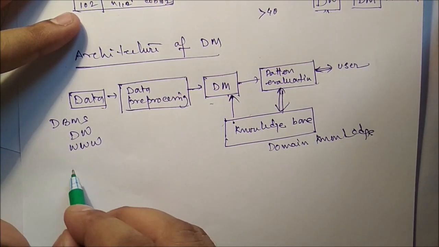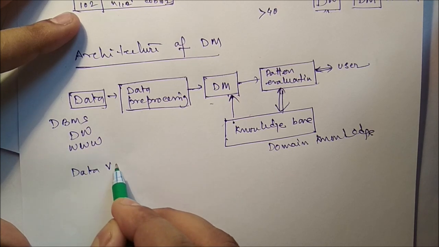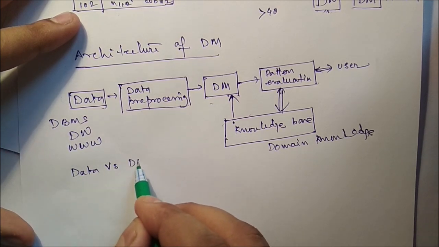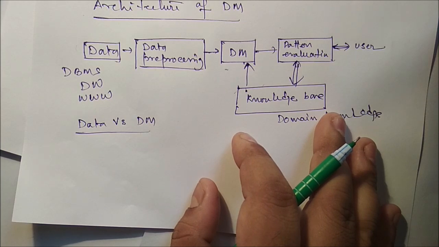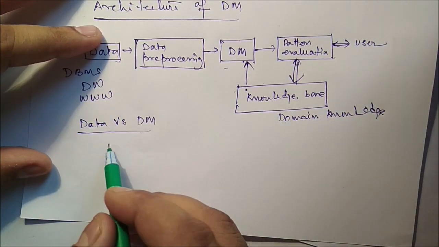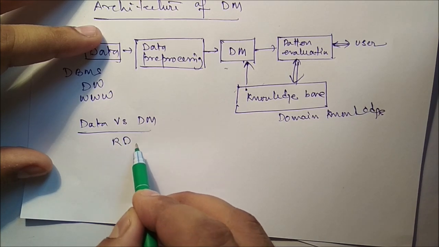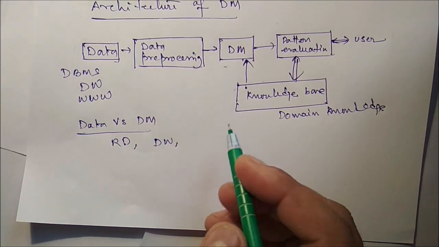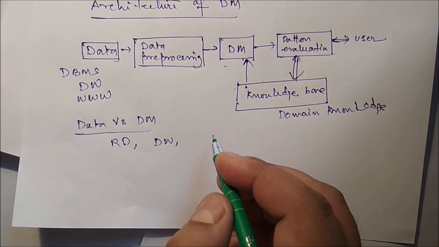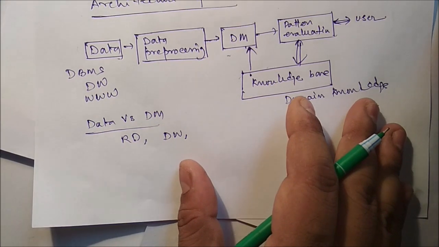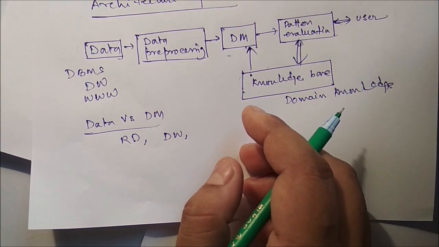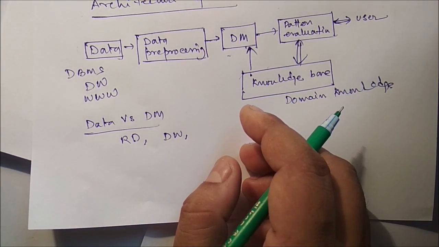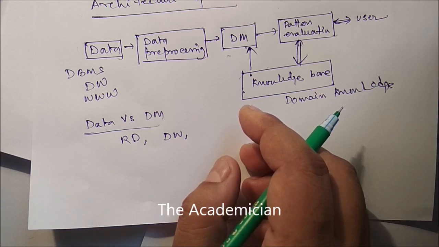Next we'll talk about data versus data mining. Data mining should be applicable to any kind of data repository. For example, it may be relational data. It may be the data warehouse, which you already know. It may be transactional data. Suppose credit card transactions are going on, or retailers are collecting data from customers. Similarly, e-commerce sites are collecting data from customers. These are transaction data.